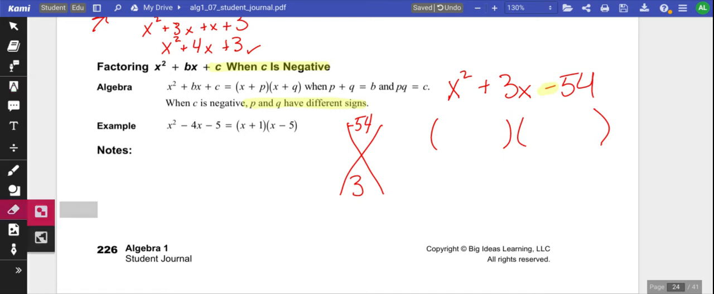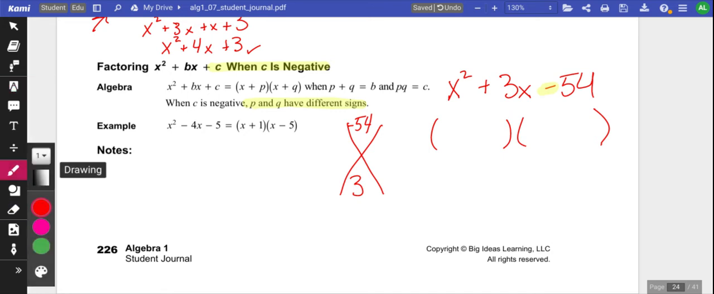So I know, I can even do this right here. I know one is going to be a negative number, one is going to be a positive number. Okay, so I have to look at my little factor sheet and go, what are going to be my two numbers that multiply to negative 54 and add up to positive 3? Okay, so 6 and 9 multiply to 54, and this is where it gets a little tricky. I can't just throw 6 and 9 in there.